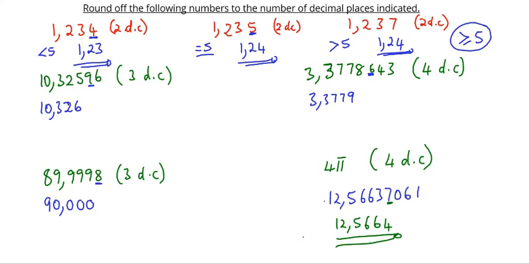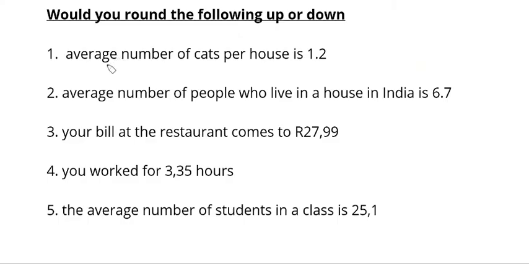Now let's look at real life. What do we need to do when we are rounding off? Would you round the following up or down? Now we have different scenarios here. When you are looking at things like number of people, number of dogs, this data we refer to as discrete data. So in this case, it only exists as whole numbers.